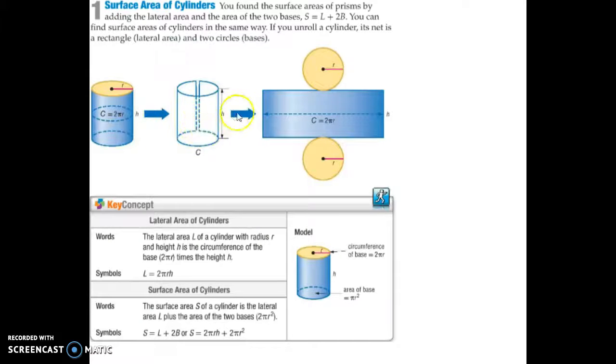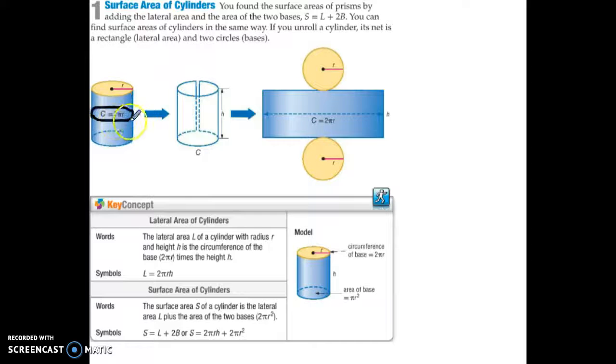So, for the surface area, we need to find three parts, okay? Think of a soup can. There's a top circle, there's a bottom circle, and then where the label goes is this blue part right here. If you remember from a chapter ago, we talked about circumference, and circumference was 2 pi r. Okay, so 2 times pi times radius. That told me the distance around this circle here.